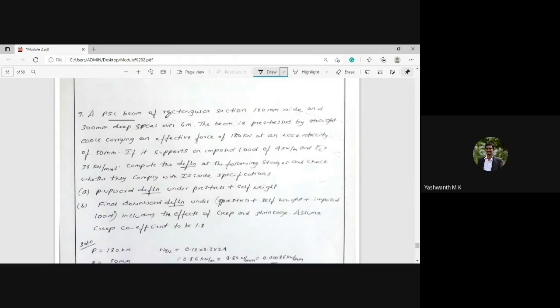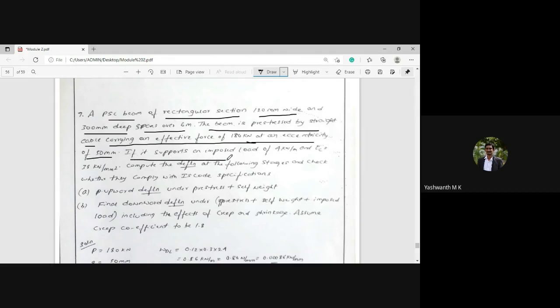A PSC beam of rectangular section 120 mm wide and 300 mm deep spans over 6 meter. The beam is pre-stressed by a straight cable, please note down, carrying an effective force of 180 kilonewton at an eccentricity of 50 millimeter. If it supports an imposed load of 4 kilonewton per meter, imposed load means live load of 4 kilonewton per meter, and modulus of elasticity of concrete 38 kilonewton per millimeter square.